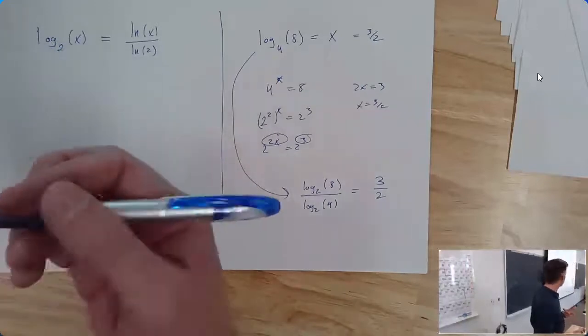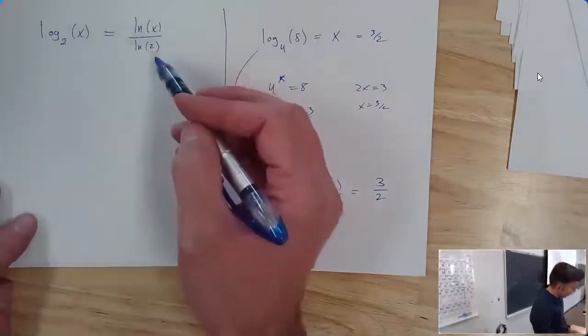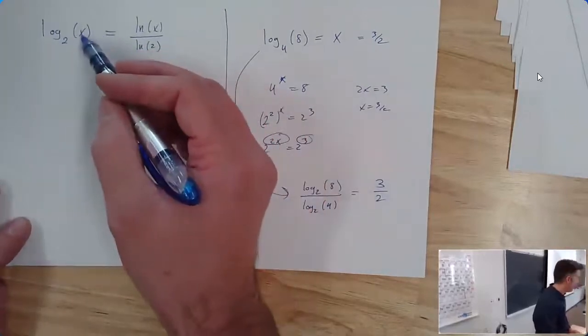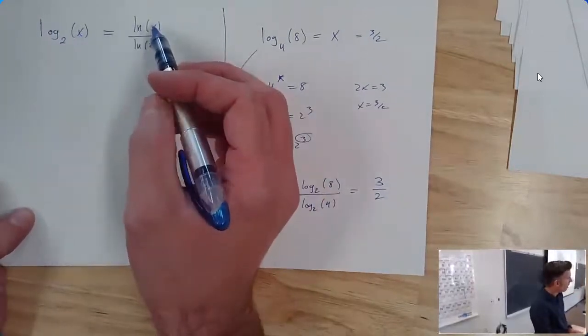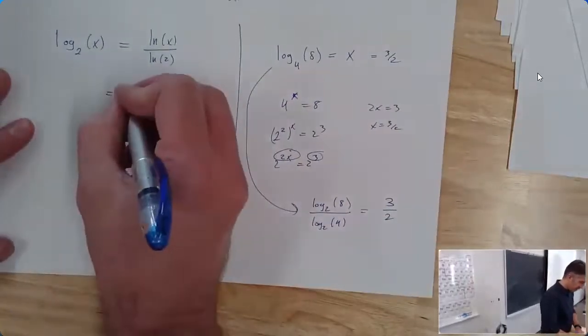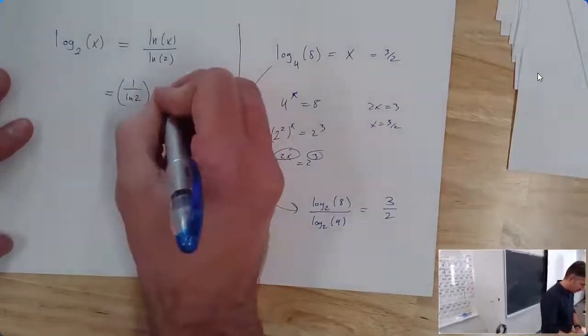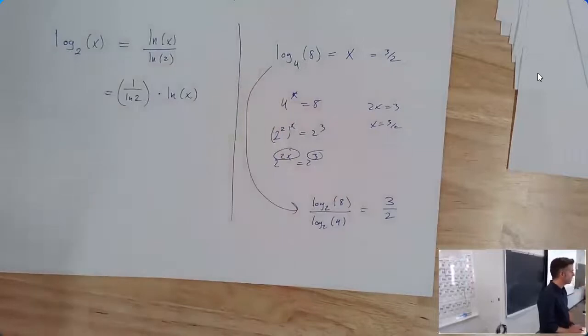So when I think about the change of base formula, I think about the fact that this 2 looks like it's lower, so it ends up in the denominator. And this x looks like it's higher, so it ends up in the numerator. But look what we really have. What we really have here is a constant, 1 over natural log of 2, times a function, natural log of x. And whenever you take the derivative of a constant times a function, the constant just hangs out.